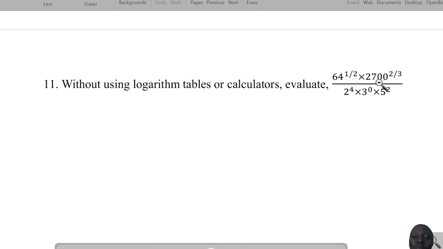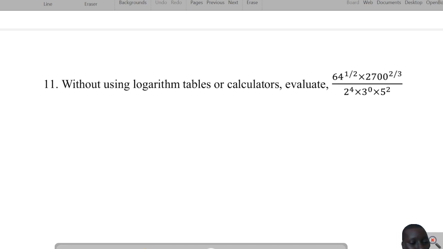What we don't want you to do is press your calculator 2700 power 3, then write the answer. Then 64 power half, write the answer. 2 power 4, write the answer. 5 power 2, write the answer. Then take the product of the numerator and the product of the denominator, then use your calculator and give us the answer. No, you can use your calculator wisely. How do you use your calculator wisely?